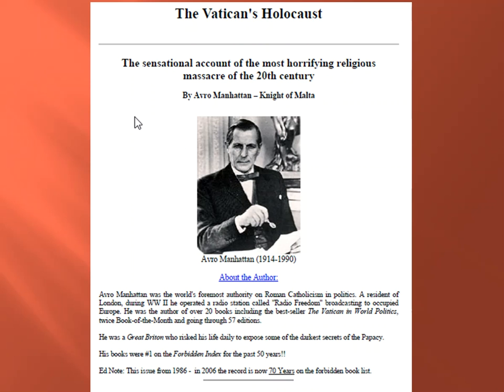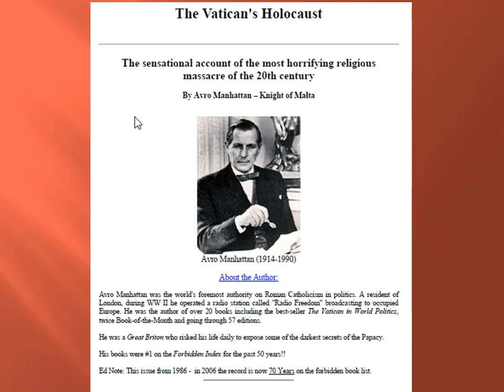He was a Great Briton who risked his life daily to expose some of the darkest secrets of the papacy. His books were #1 on the Forbidden Index for the past 50 years. This issue from 1986 and 2006, the record is now 70 years on the Forbidden Book list.